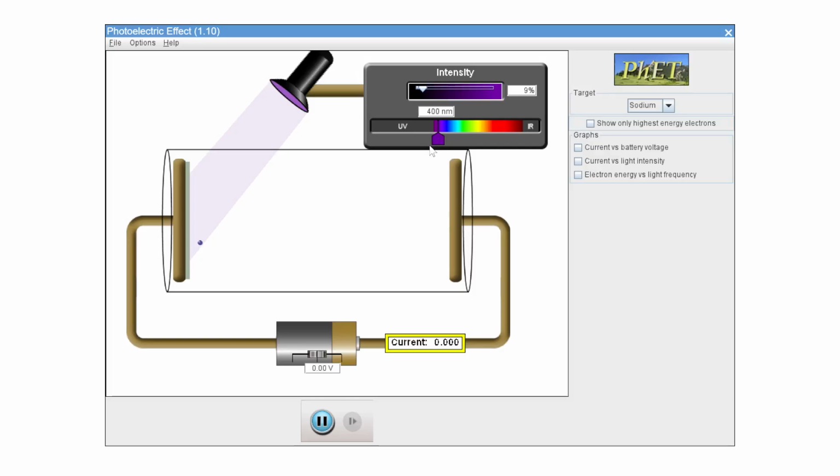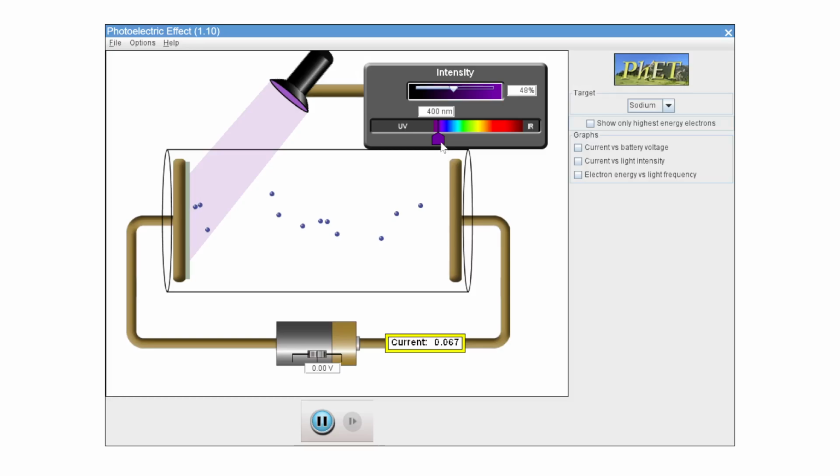Now see, still 2. Now what I'm increasing is the intensity. Let's see what happens then. More photons are coming in, so more electrons start coming out. Okay, more photons, more electrons.